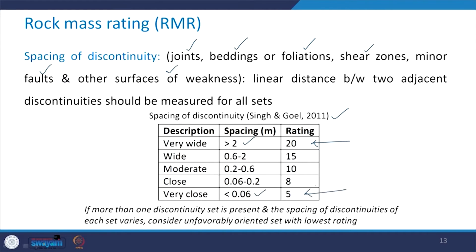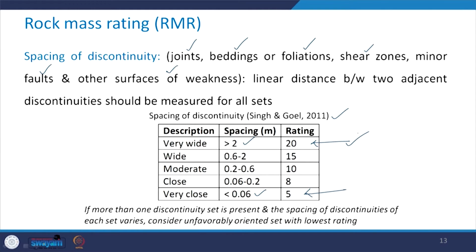What do we understand if the spacing of the discontinuity is more? That means that the quality of that rock mass is better. So, that is why you have more rating for wider spaced joints or discontinuities.